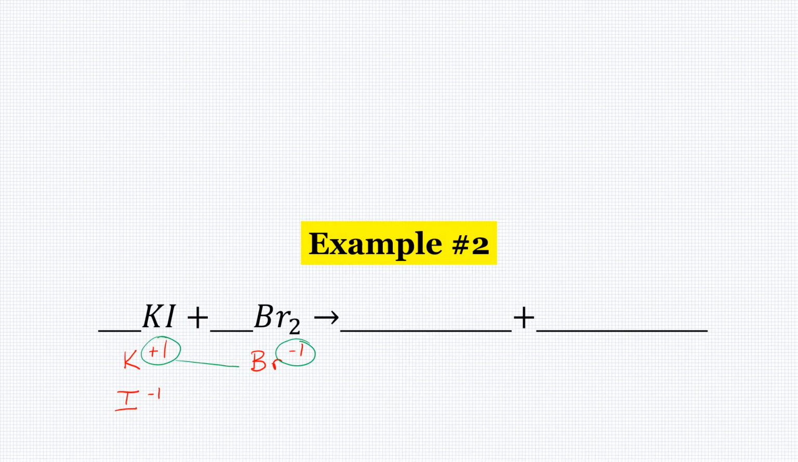So these are going to form potassium bromide, and then iodine is going to be left over. Iodine is one of the elements that is diatomic, so I'm going to add a subscript of 2 here. Okay, so let me just make a note here that this is diatomic.